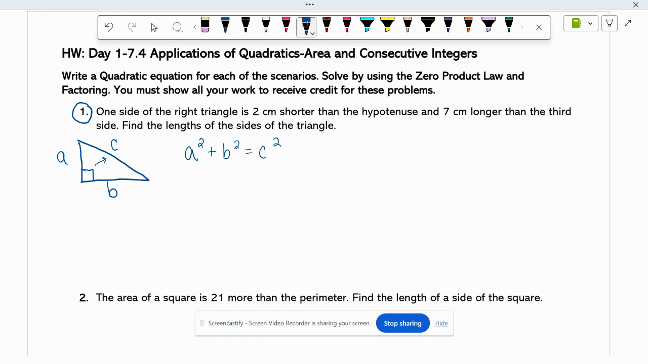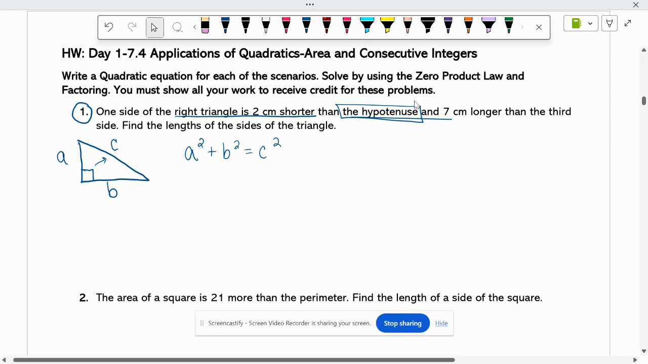So it says one side of the right triangle is 2 centimeters shorter than the hypotenuse. So what measure do you want to give the hypotenuse? One side is 2 centimeters shorter than the hypotenuse and 7 centimeters longer than the third side.